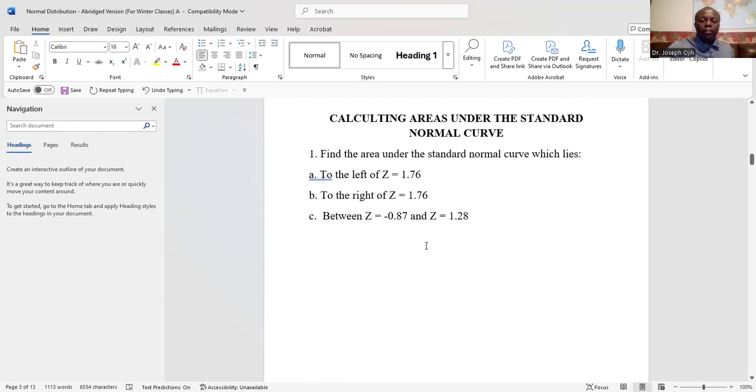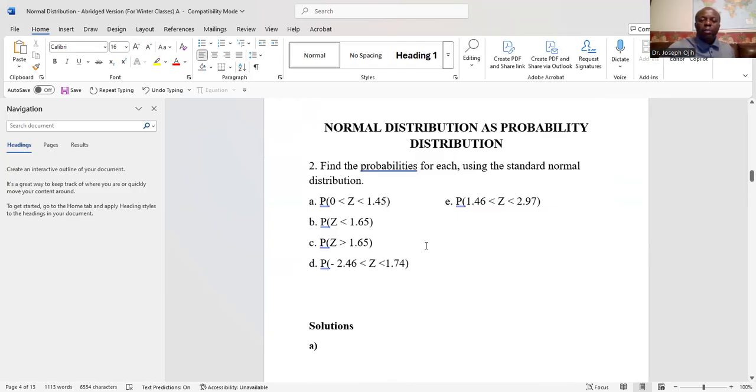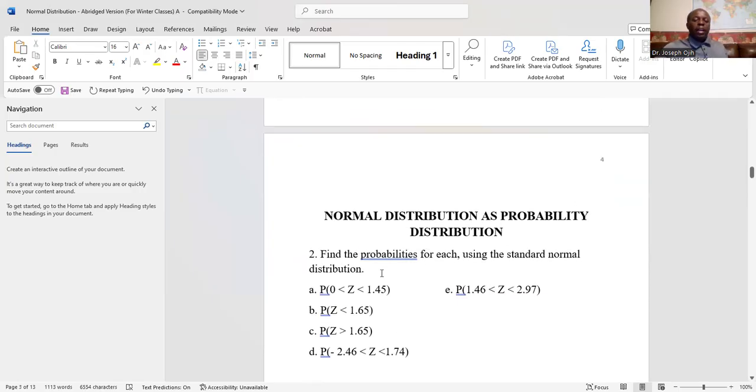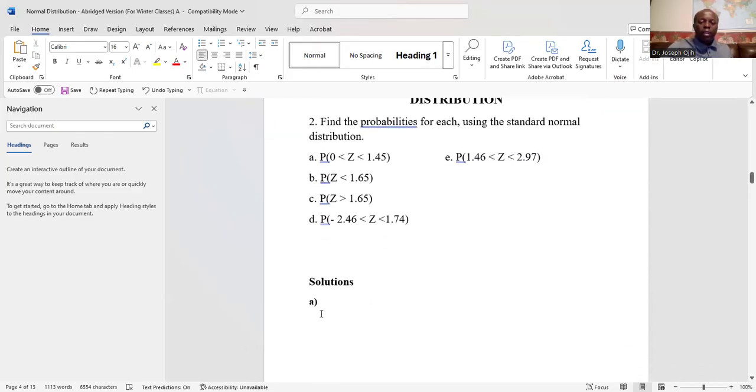And let's look at this. Normal distribution as a probability distribution. If you're asked to find this P of this, it is asking you to find the area under the normal curve for this. So let me give you an example here. This one says find the probabilities for each using the standard normal distribution. Let's try this one here.